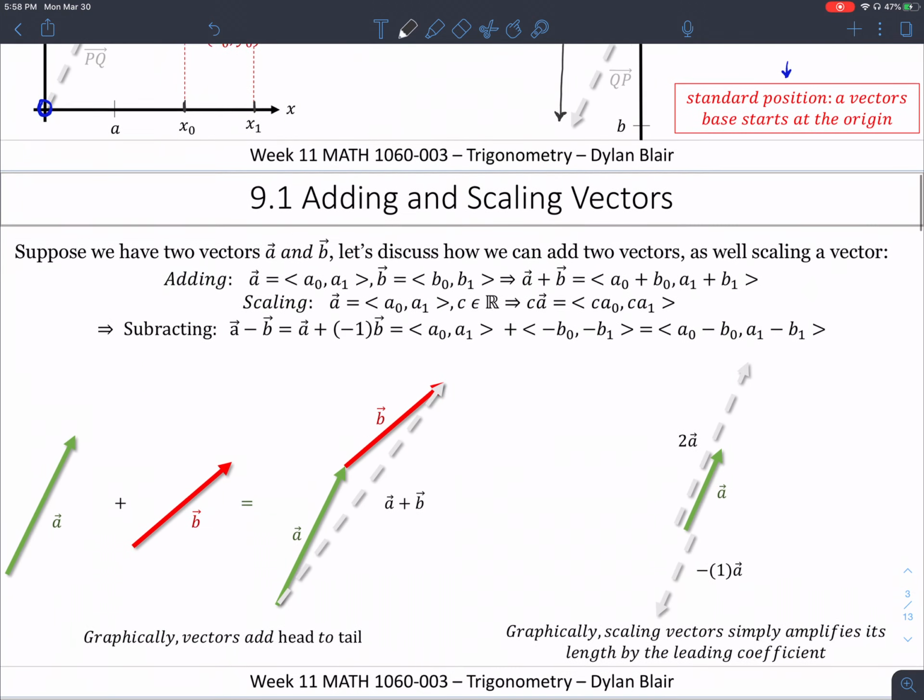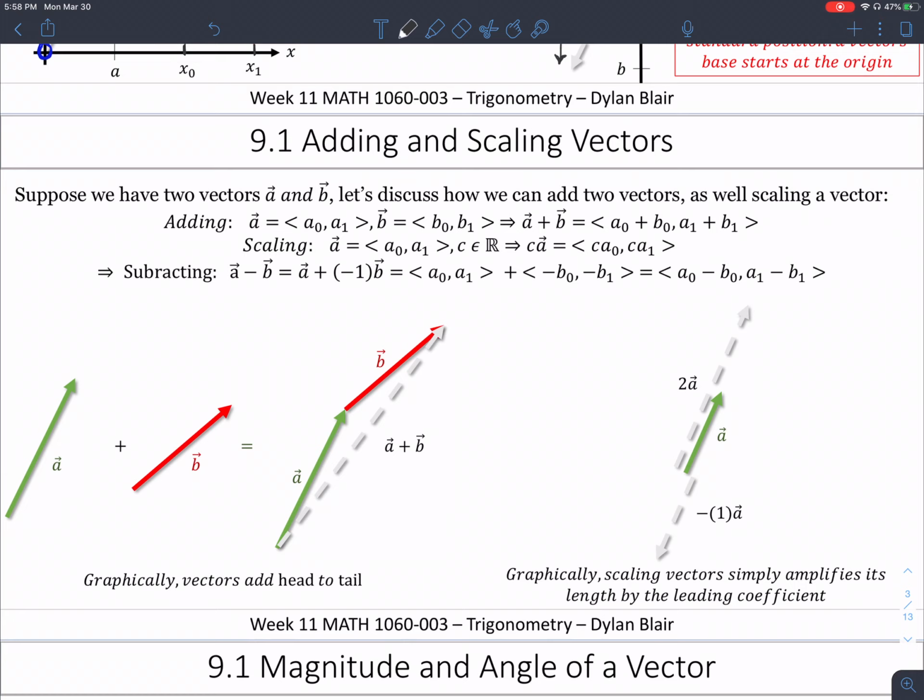All right. Now let's talk about adding and scaling vectors. So doing some operations on these vectors.